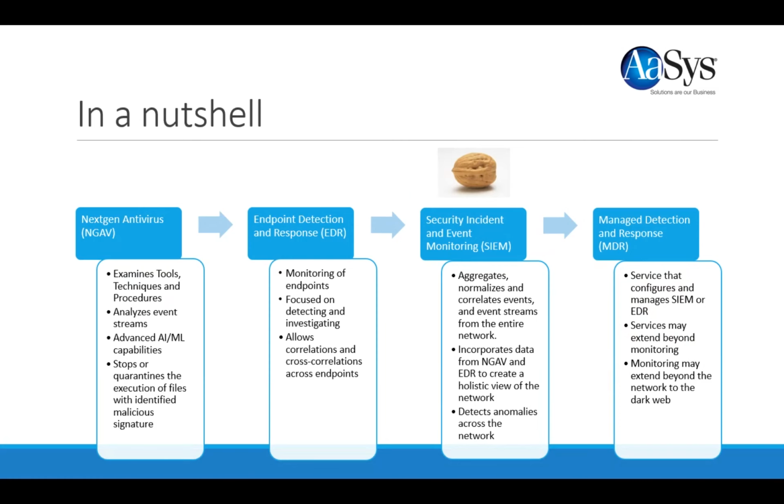Security incident and event monitoring, also known as SIEM or SIM, I've heard it pronounced both ways. I pronounce it SIM normally, and I have colleagues who pronounce it SIEM. Well, the important thing is that it aggregates and normalizes event streams and behavior across the entire network. SIM correlates and cross correlates events on the network and at endpoints. It incorporates data from a wide range of sources to provide context and raise the alarm to anomalies that warrant further investigation.